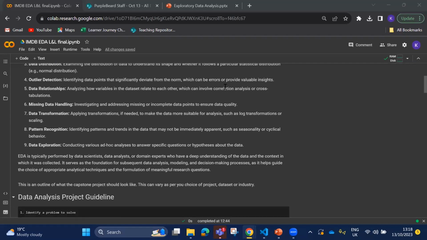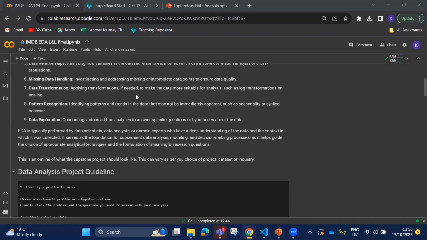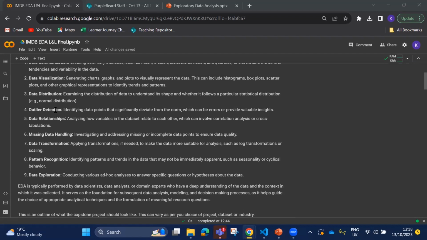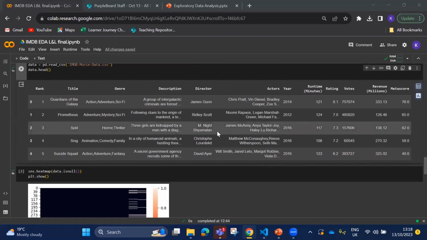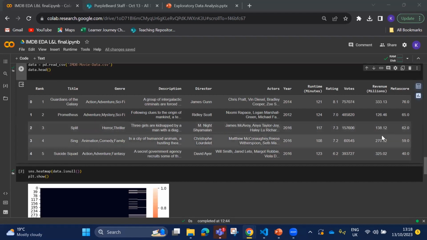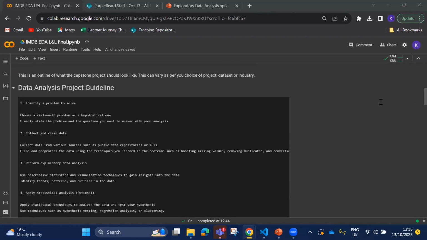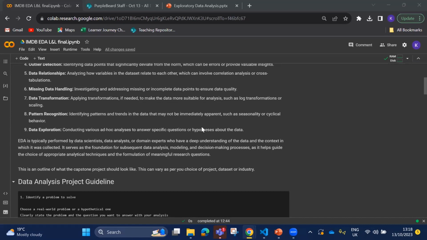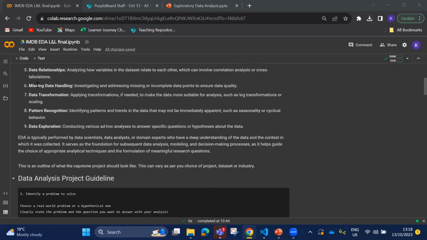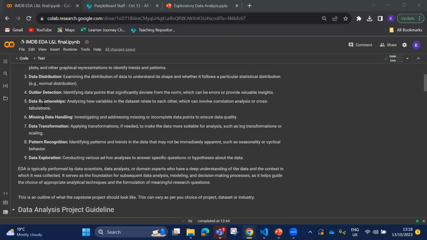So outliers could be because of an error, or they could provide some valuable insights. Now, data relationship: analyzing how variables in a data set relate to each other. That could be one thing to find out. When I was talking about this data, the first point that I made was, is the rating related to the revenue column? That is quite obvious. One might think if the movie is highly rated, it might do well in cinema or at the box office. So that is a relationship we also explore.